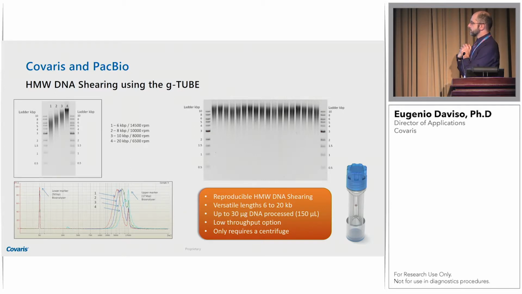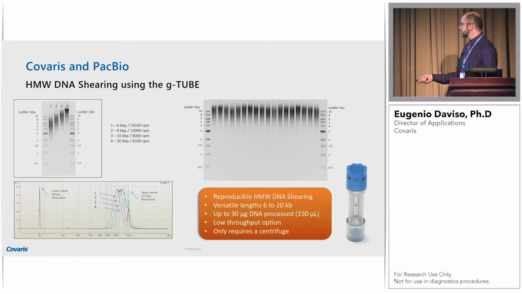And with the Gtube, we can shear high molecular weight DNA, producing versatile lengths between 6 to 20 kb, up to 30 microgram of DNA, and gives very reproducible and repeatable DNA shearing, as you can see from the electropherogram of the bioanalyzer or also from the gel. But what is the future that Covaris envisioned for the high molecular reads?